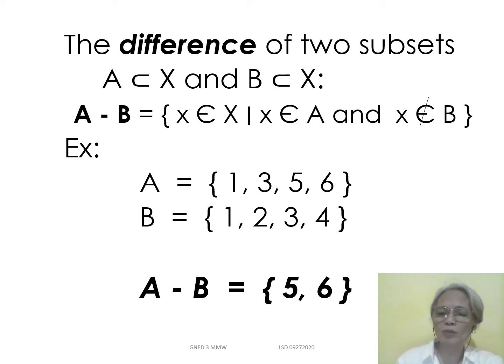So A minus B. This is the set which contains the elements of A which are not found in B. If you notice, 1 and 3 are both elements of sets A and B, and therefore they are not part of A minus B anymore. So we just include the elements of A, which are 5 and 6, which are not elements of set B. So that's A minus B.